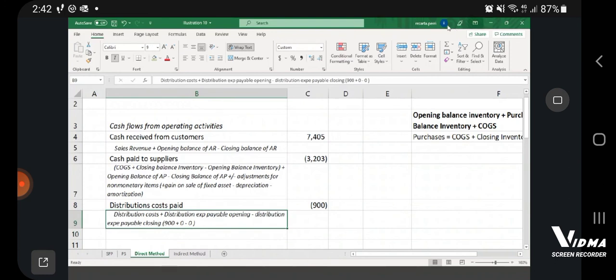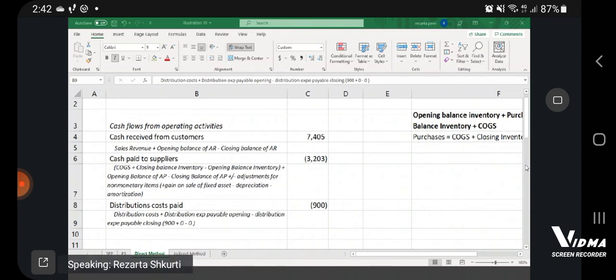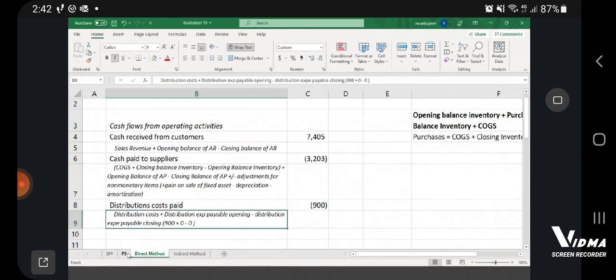Is that clear? I took some time to clarify that. So again, distribution costs paid are only the amount of the distribution costs in the income statement. Why is that so? Because distribution costs payable, opening or closing, are 0. They do not exist. So we have paid exactly the amount of expenditure during this period.